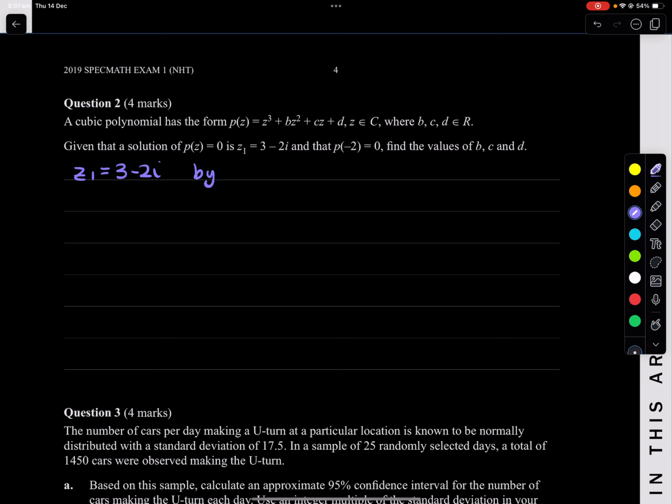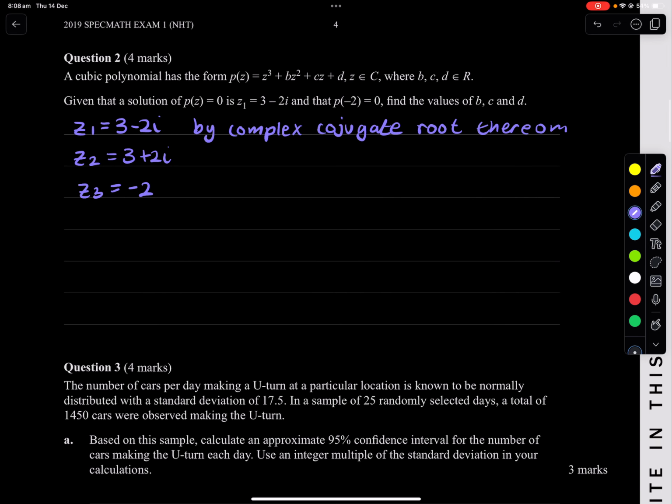We know by the complex conjugate root theorem that Z2, another solution, should be the conjugate, 3 plus 2i. Done. So we already have two, and we also have another solution. Remember, if you sub in -2, that equals 0, so it's a factor. So we can say another solution is just -2. So we want to make them into factors and expand the whole expression.